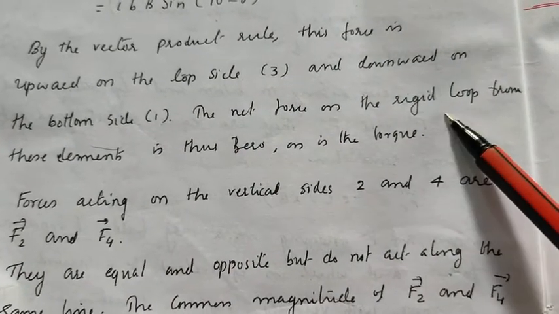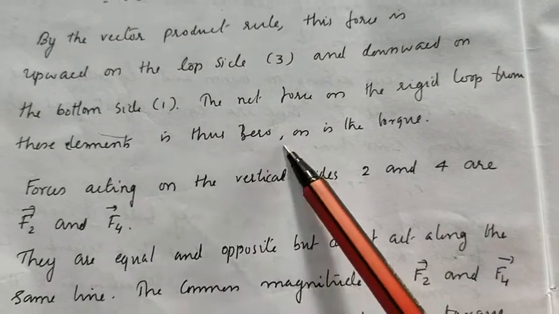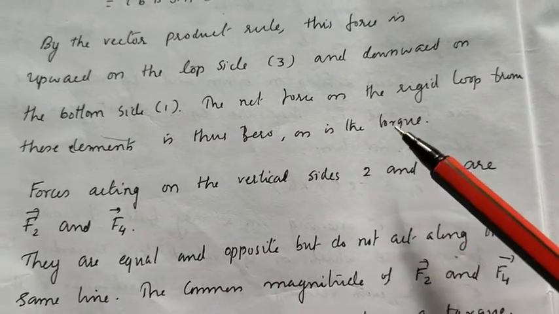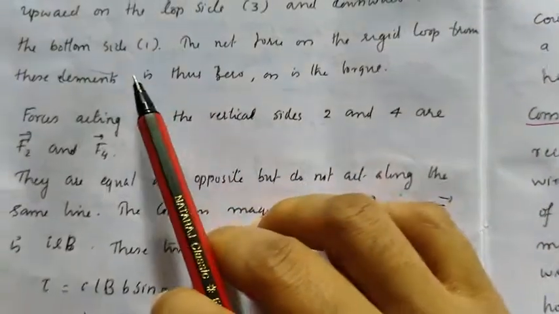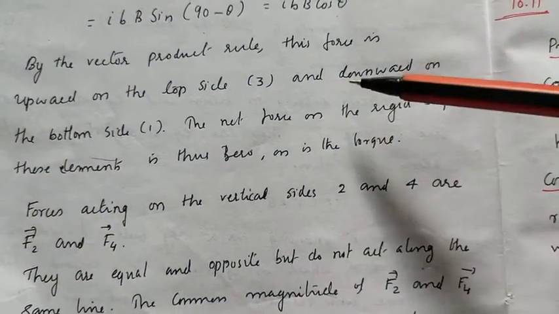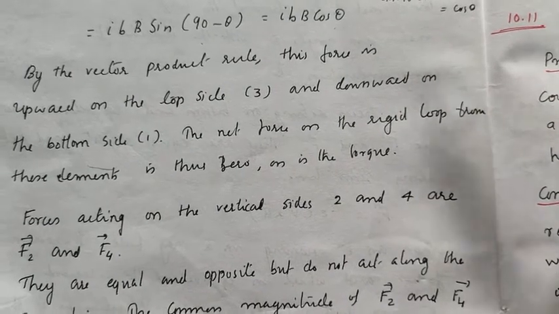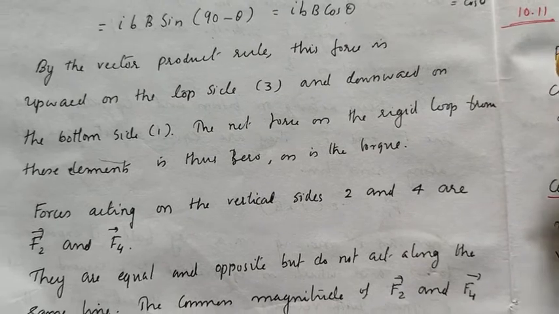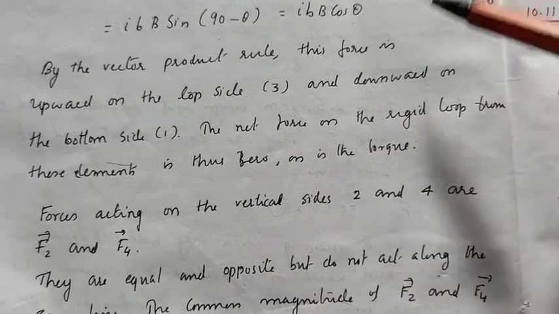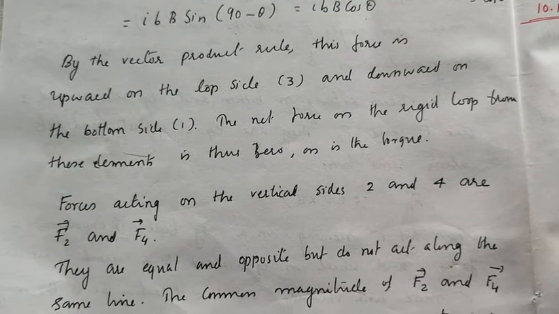The net force on the rigid loop from these elements is zero, as is the torque. So these forces on the top and bottom sides are acting opposite to each other. They are equal and opposite and acting along the same line. So this will cancel each other. The net force will be 0 due to F1 and F3.